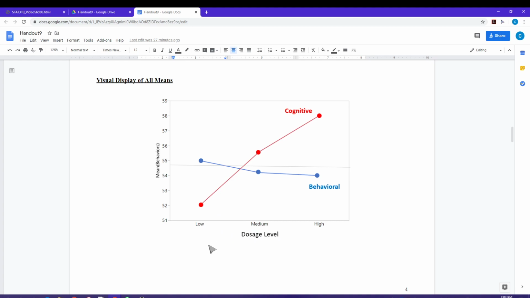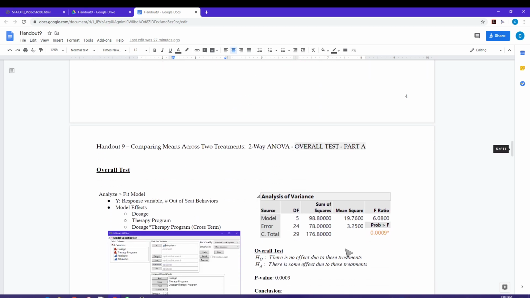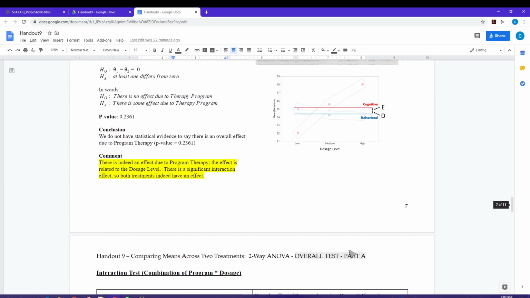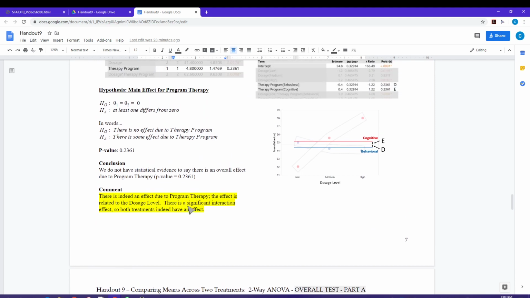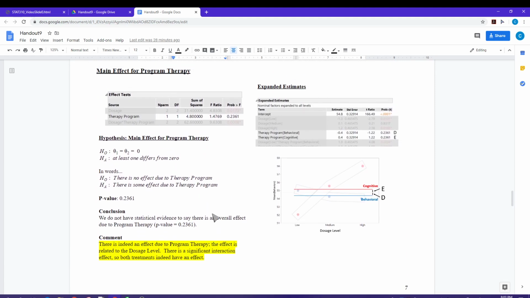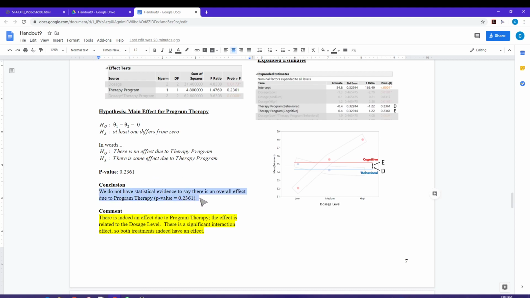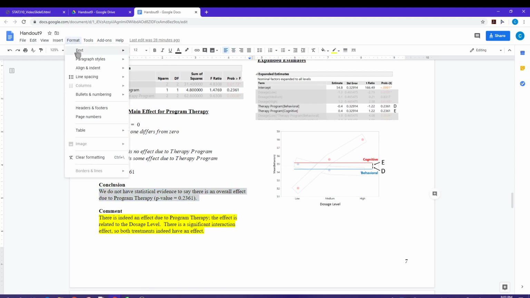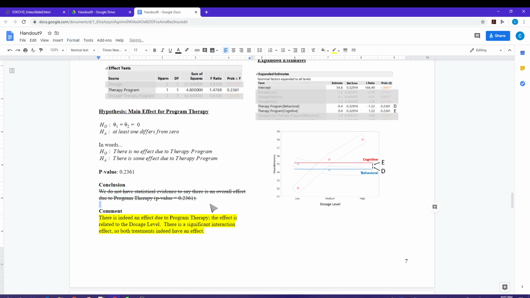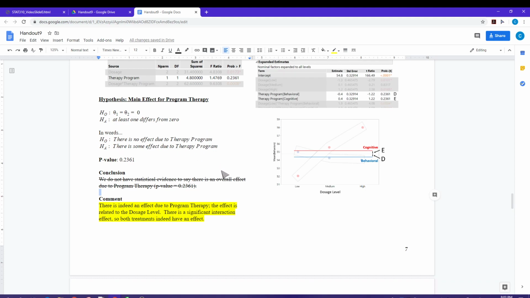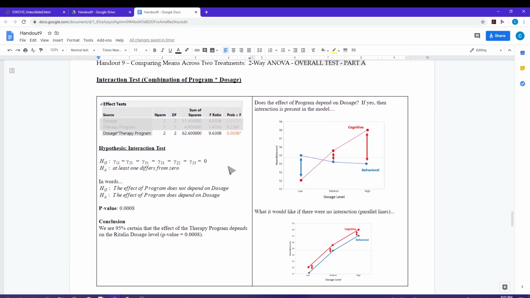So again, we have the term for that, and that's called the interaction between those two. So let's consider the interaction test now. Or maybe before I go on, let's look at the main effect for program therapy. That conclusion that we made there, I'm going to go ahead and cross that out because that's not really true. The program does have an effect. It just depends on the dosage level. I really shouldn't be doing this test, and I'll talk more about that at the end. So let's consider the interaction.